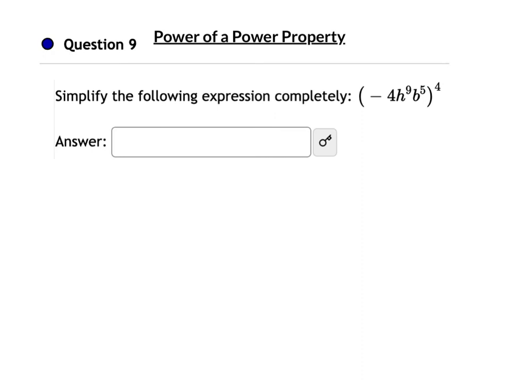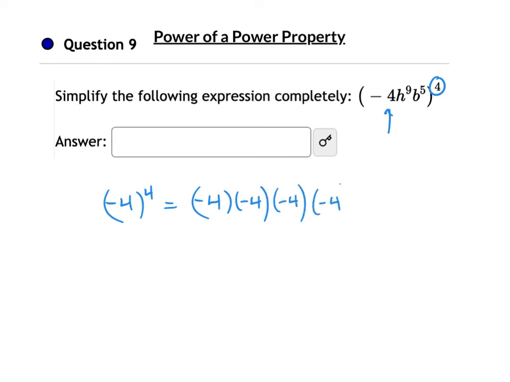In question 9, you're going to take negative 4 to the 4th power, which means you're going to have 4 negative 4s. Every pair makes a positive, so this will be positive. And we'll get out the old calculator. 4 to the 4th power is 256.